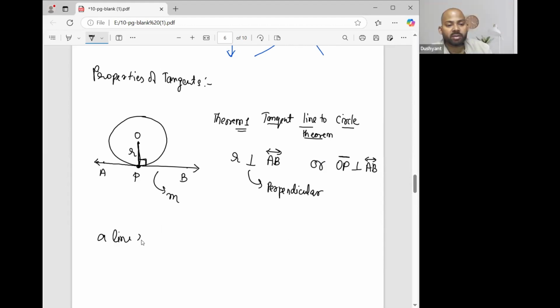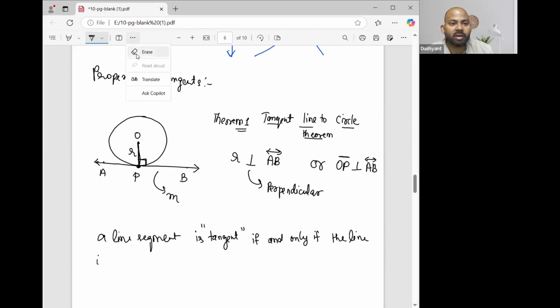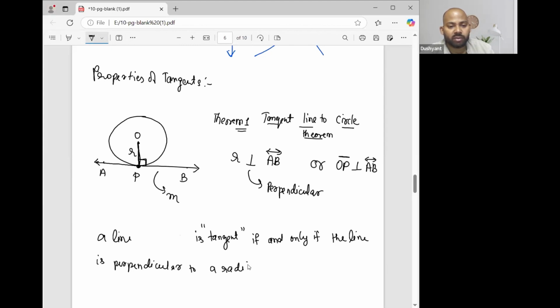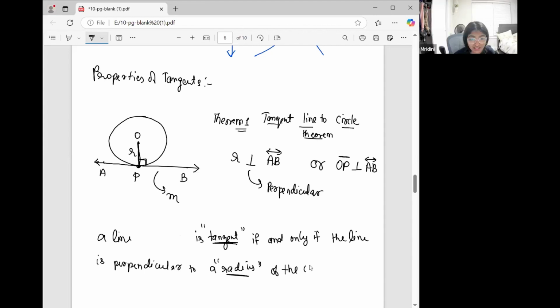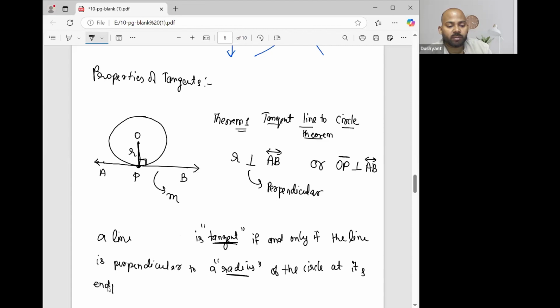So in short, the definition according to the tangent line to circle theorem states that a line is tangent if and only if the line is perpendicular to a radius of the circle at its endpoint.